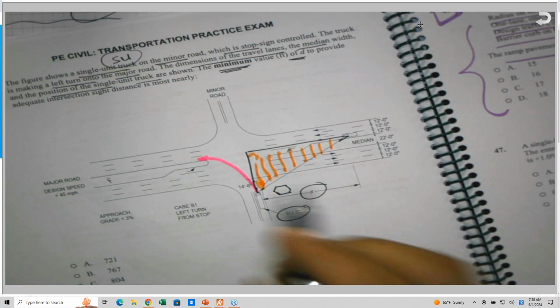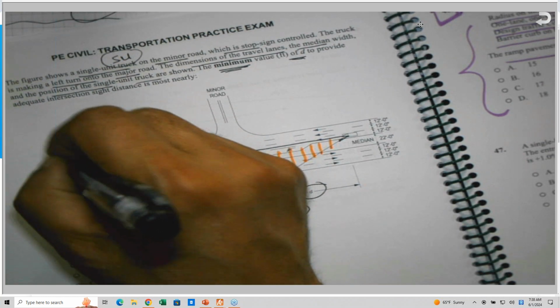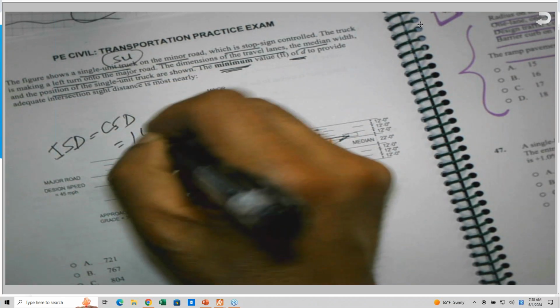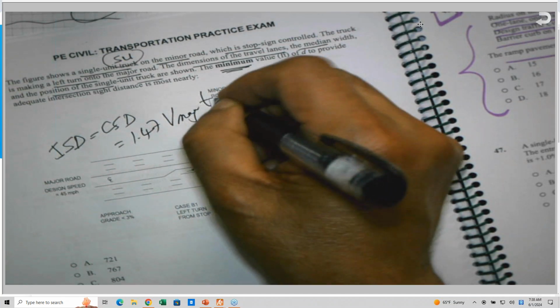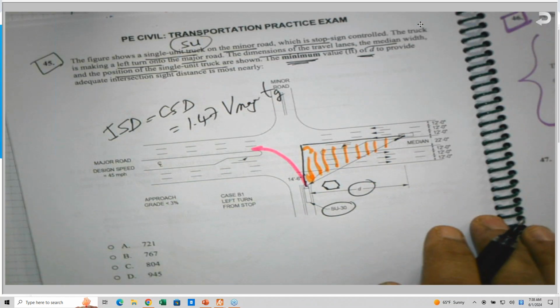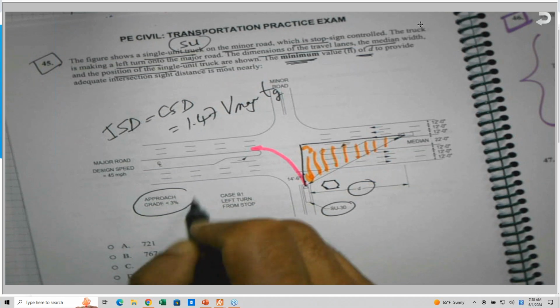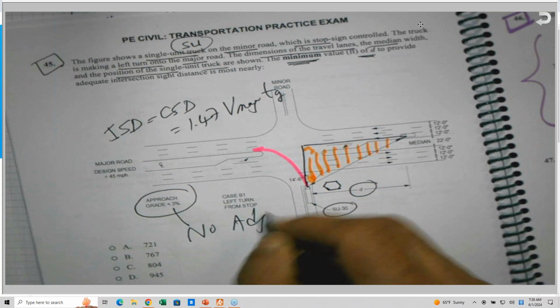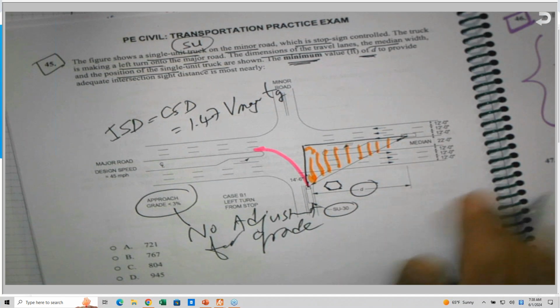So right now the equation that we use, which is the intersection sight distance, the ISD, or the corner sight distance, is 1.47 V major times T sub G, based on only one lane to be crossed, and based on a grade of less than 3%. So that's good. That means no adjustment for grade, because the grade is less than 3%.